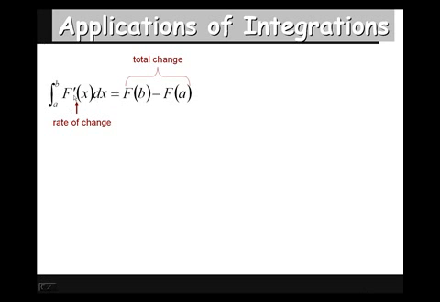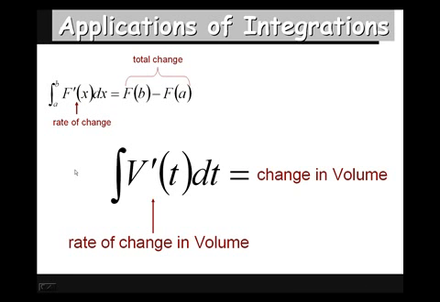Remember, this is the derivative of what we're seeing over here, because this is the antiderivative of what we're seeing over there. So a derivative is a rate of change, and this is showing us the total change. This is the rate of change in volume. That's going to equal the change in the volume. When we integrate a rate, we get a change. When we derive a change, we get a rate.